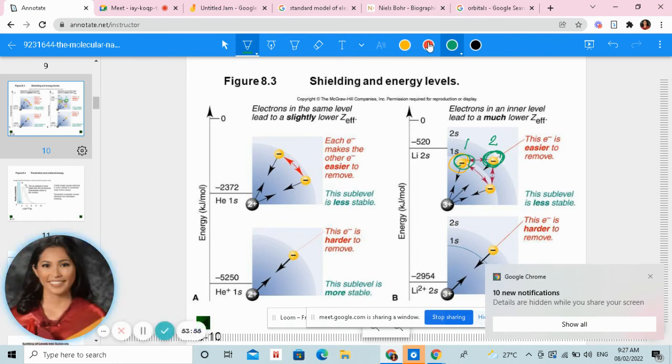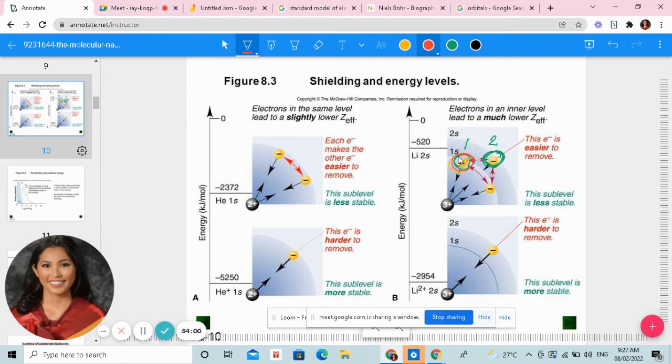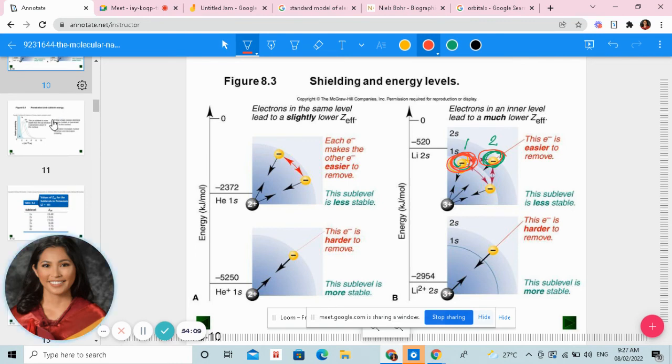Okay, so which one is hard to remove? Electron 2, ma'am. Electron 1. Okay. Now we are talking about removing electrons, or adding.